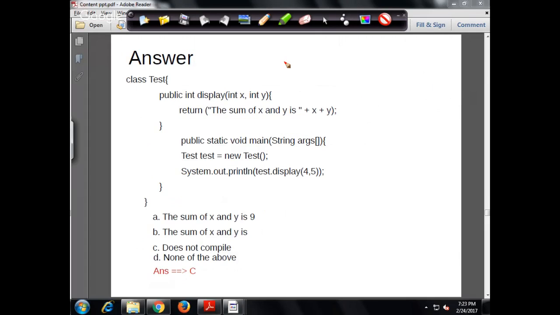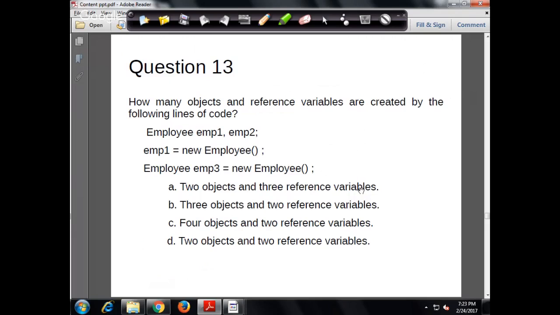So let me just move on to my next question, which is going to be the last question for the topic class as an object. So here's the next question. This is question number 13, and it's a really simple one. If you have a very basic understanding of classes and objects, you should be able to answer this question. From the language, it looks a bit twisted, but it's a pretty simple question. So guys, just give me the answer for question number 13.